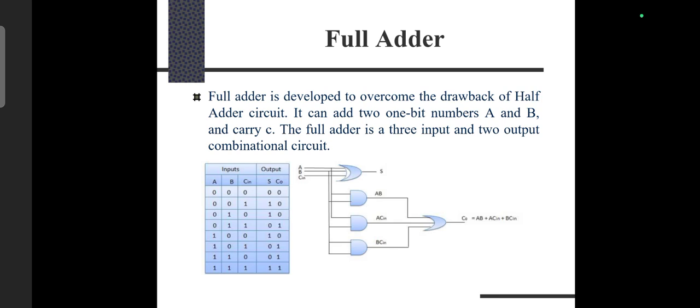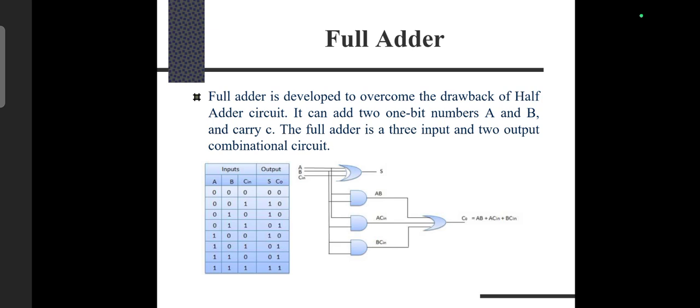Similarly, for carry, based on the logic given, CO is equal to A and B, or A and Cin, or B and Cin. So for 0, 0, 0, the carry out is 0. For 0, 0, 1, the carry out is 0. For 0, 1, 0, the carry out is 0. For 0, 1, 1, the carry out is 1.